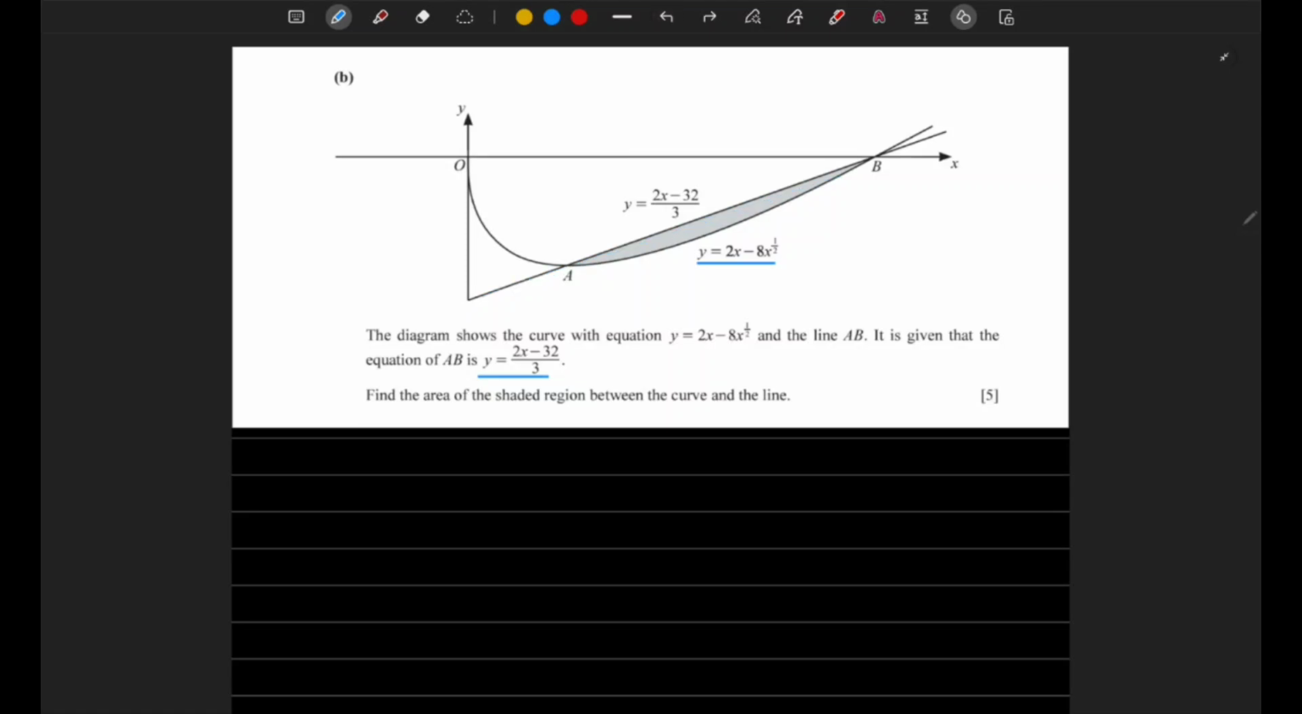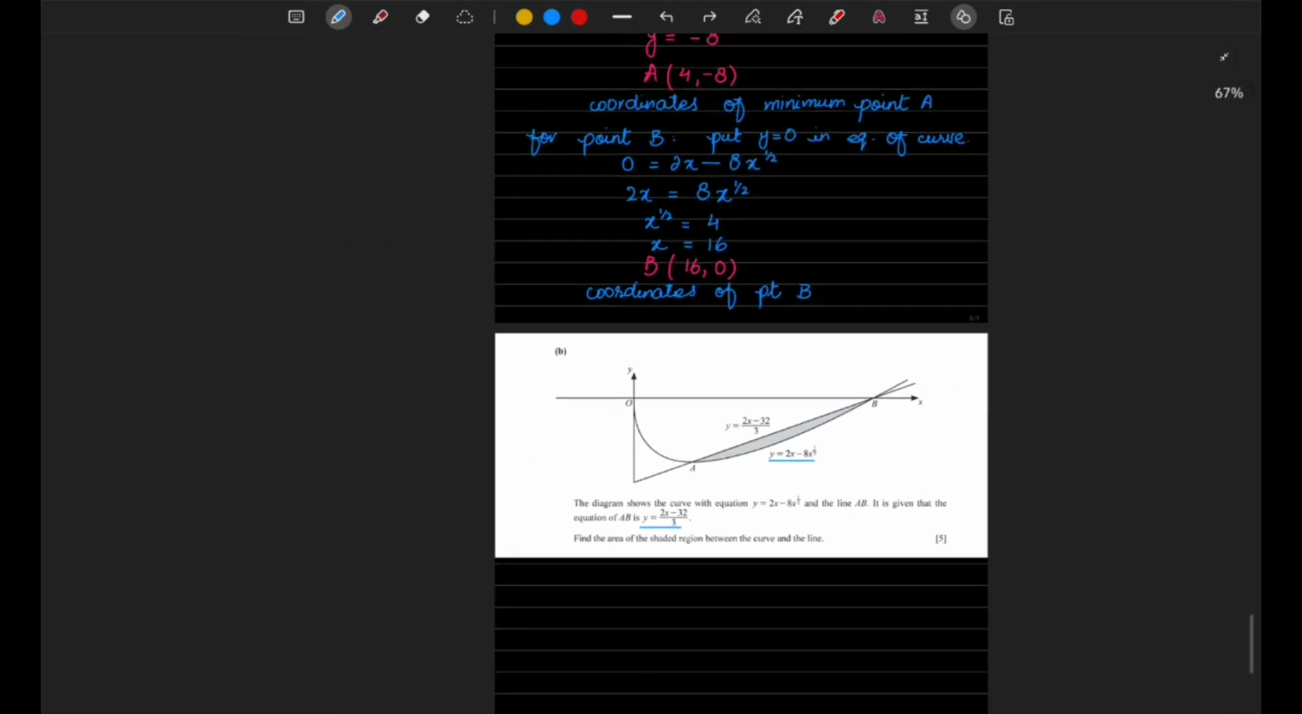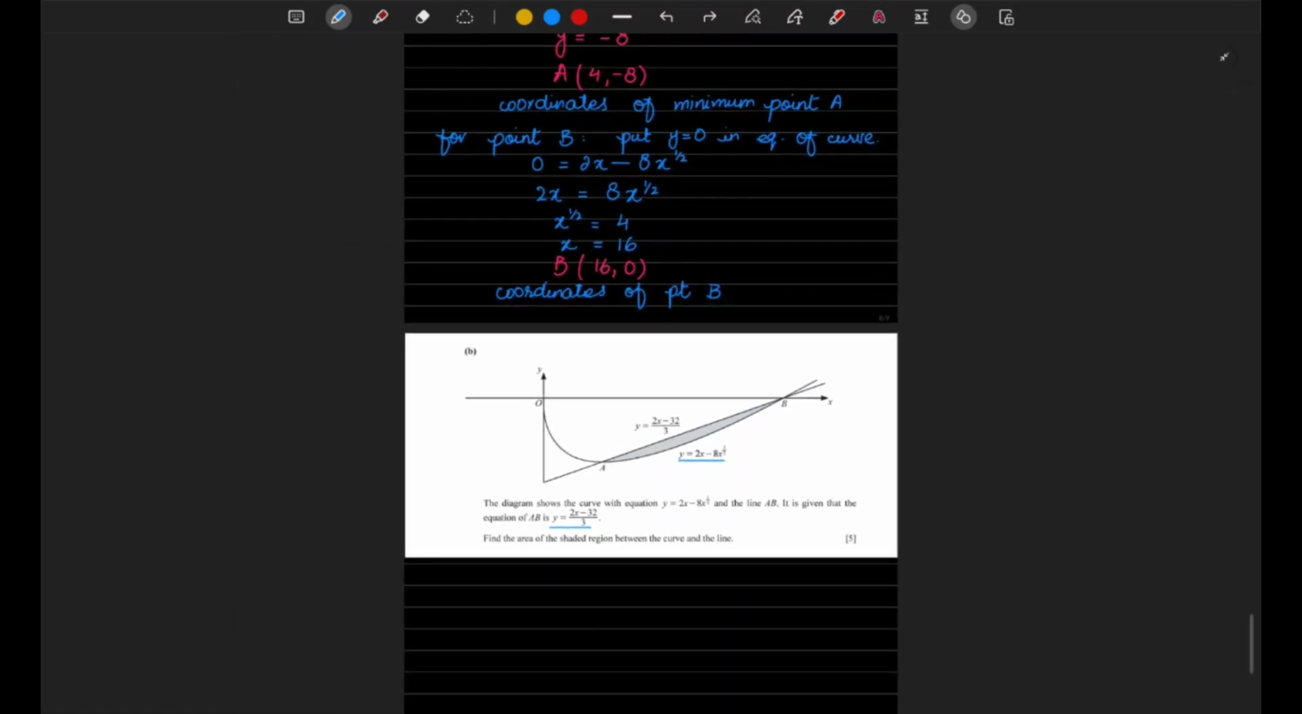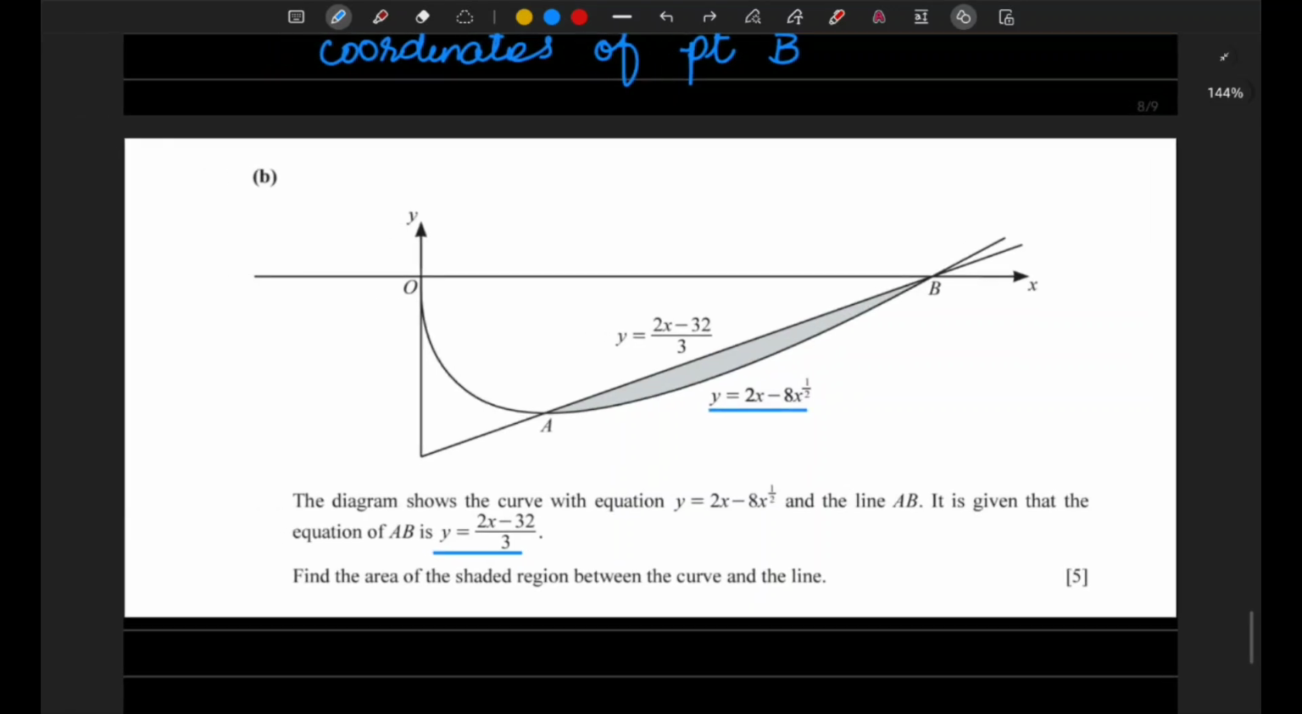Okay, find the area of the shaded region between the curve and the line. Whenever we need to find the area of the shaded region between two curves, the two things that we need are the coordinates of the points of intersection. So that is what we know for now. This is point A and this is point B. So what are the coordinates of it?